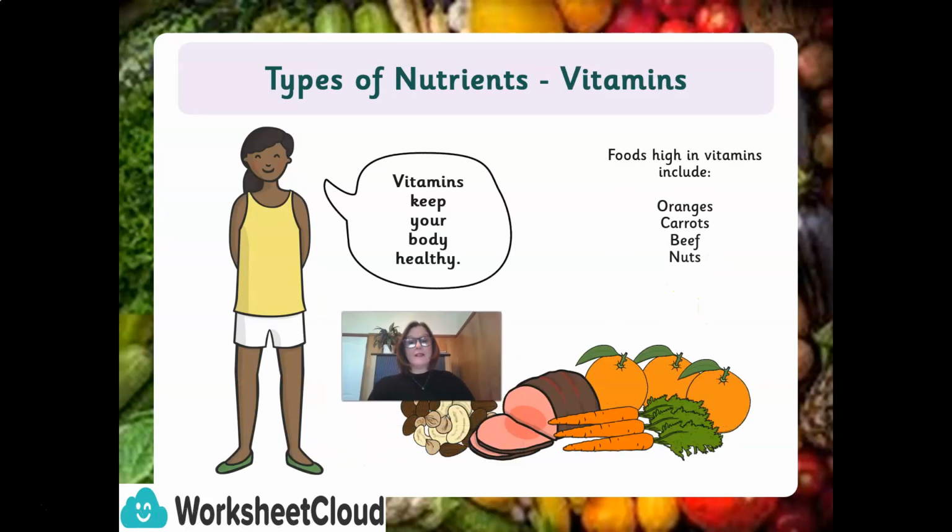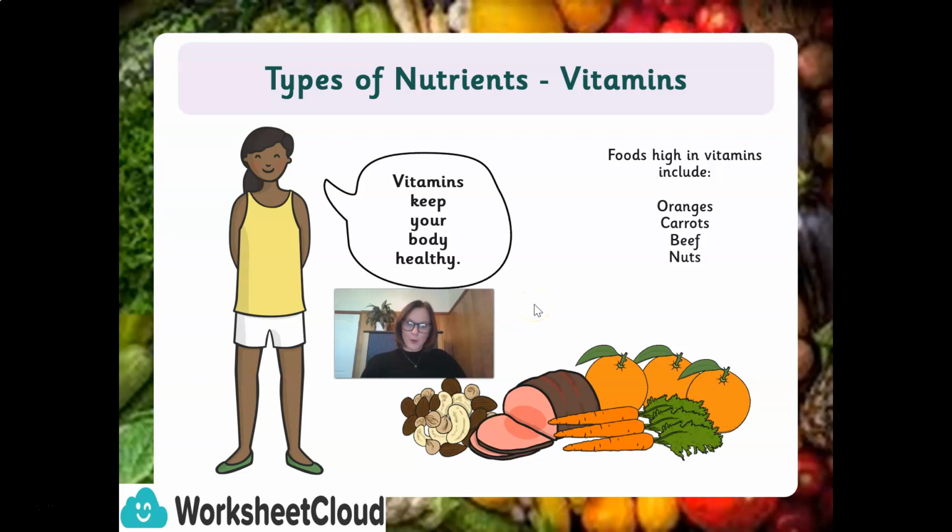Vitamins keep your body healthy, and we know they're very, very important for us. And we should be eating at least 5 portions of fruit and vegetables every day to make sure we get the nutrients from them that we need to keep us healthy. So foods high in vitamins include our oranges, our carrots, as well as beef and nuts.